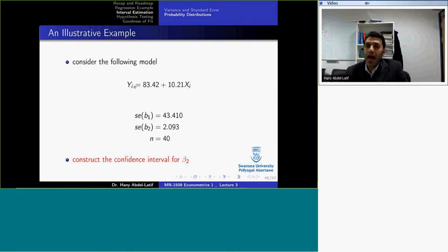So let's assume that this is the model we have. So this is y i equals 83.42, which is the estimation for beta 1, plus 10.21, which is the estimation of beta 2, times x i. And let's say the standard error is given for B2, and the number of observations is 40. So how do we construct the confidence interval for beta 2?